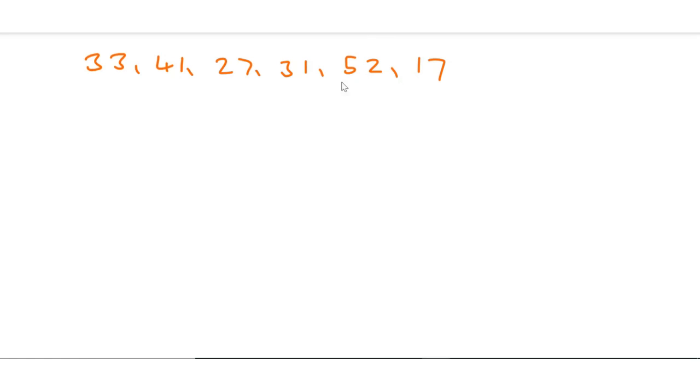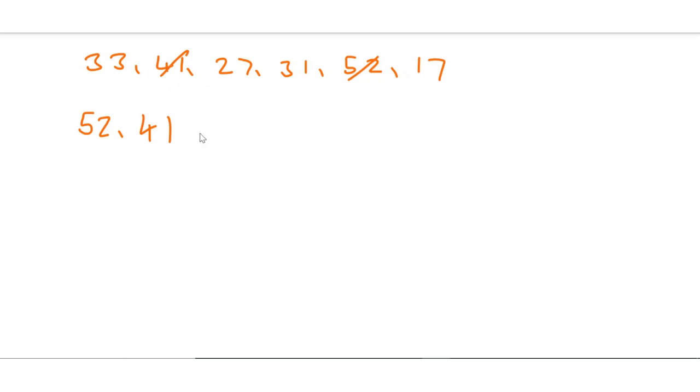So to find the largest number, we need to find the number which has the largest number in the tens column. Okay, so that would be this one. So we start off with 52, and then we're going to cross out each one that we've done. Now, again, for the next biggest number, we're looking for the one with the largest tens value, and that's 41.